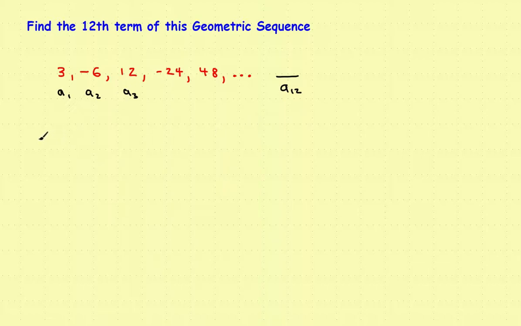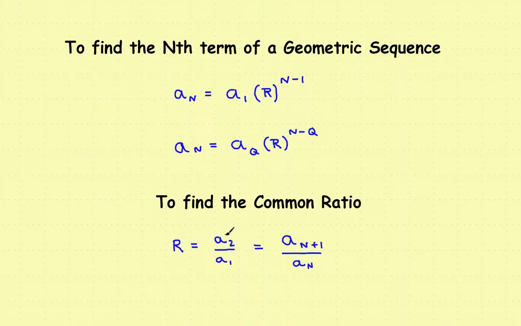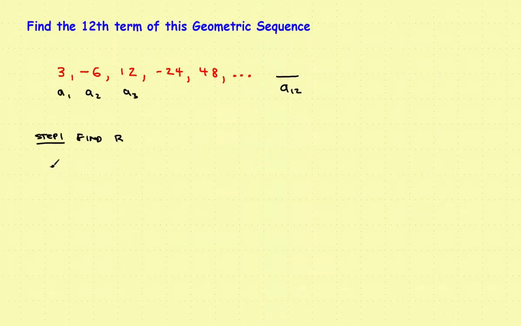So what that's going to look like, and we'll go ahead and put our steps down right here. Step number 1 is to find the common ratio r. To do that, looking at the rules, the ratio is just the second term divided by the first term, or any two consecutive terms. So the common ratio is the second term, which is -6, divided by the first term, which gives me a -2, and that's going to be the common ratio.